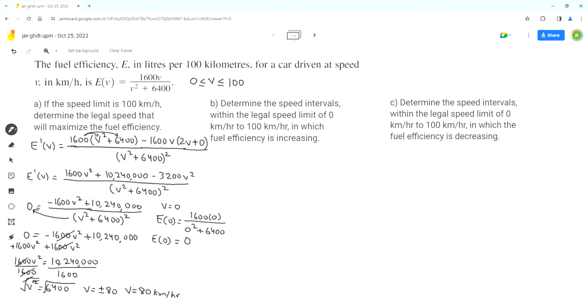Now we'll have to calculate the efficiency at the value we got from the derivative, which is 80. So v equals 80. Now we'll sub in v as 80 in the efficiency function. So E at 80 equals 1600 times 80 over 80 squared plus 6400. And now we can simplify this expression. So 1600 times 80 is equal to 128,000 over, in the denominator, 80 squared plus 6400, which is 12,800. So E at 80 is equal to 10.